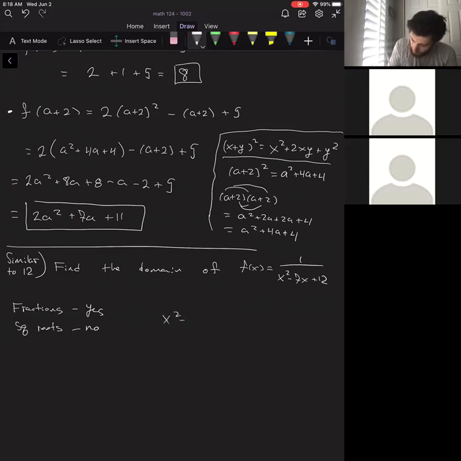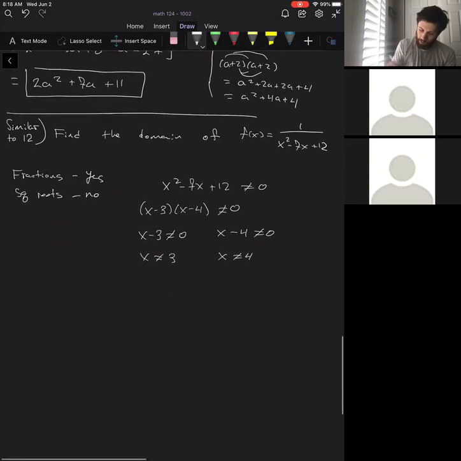So x squared minus 7x plus 12 cannot be 0. Now we need to figure out what x values make it 0. We can factor this: x minus 3 times x minus 4 can't be 0. Then set each of the pieces: x minus 3 can't be 0, and x minus 4 can't be 0. So x can't be 3, and x can't be 4. Then we go to a number line. Here's 3, here's 4. If we can't be those, we put circles on.